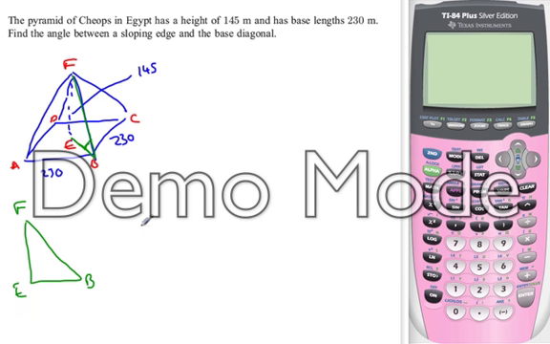Do I know anything? Oh yeah, I do. Let's do another colour. I do know that this is 145. So one more bit of information and I'll be good to go. Right, so EB should be fairly straightforward to find.